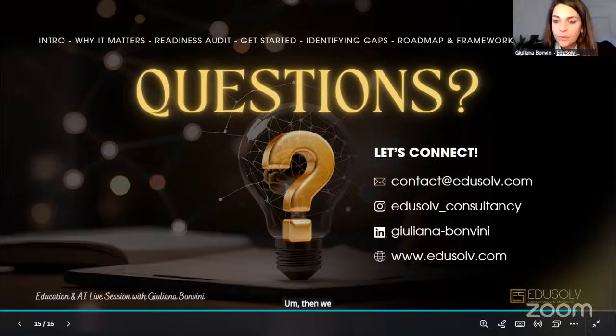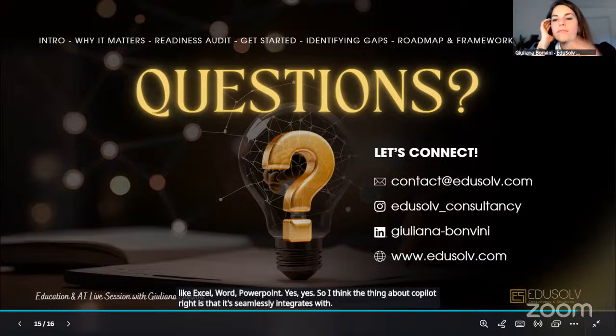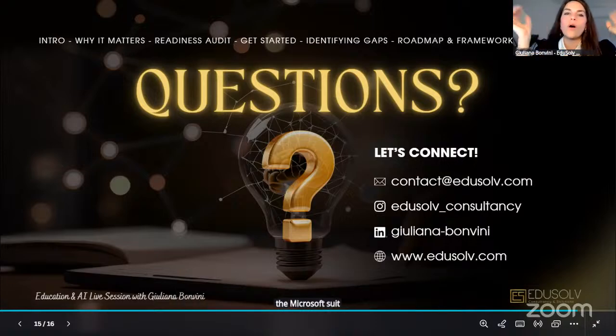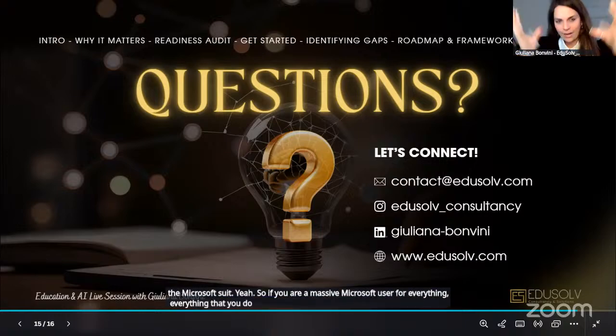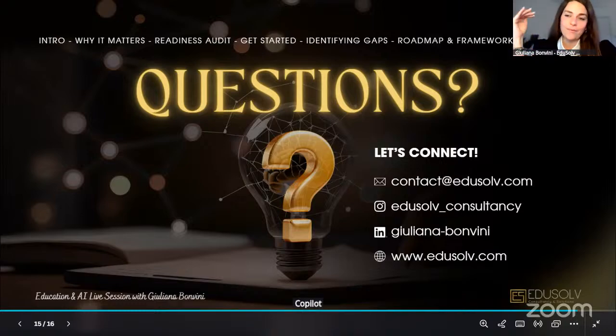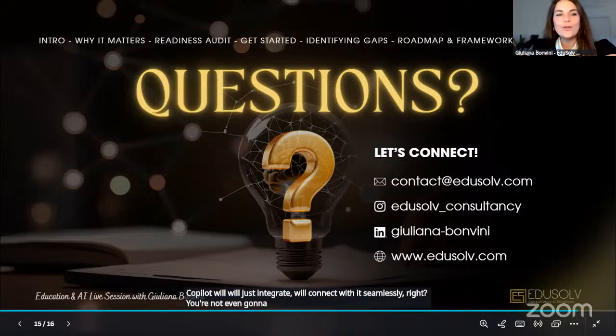Then we have Rini: Copilot is best for Microsoft Windows software like Excel, Word, PowerPoint. Yes, yes. So I think the thing about Copilot is that it seamlessly integrates with the Microsoft suite. So if you are a massive Microsoft user, for everything that you do using the Microsoft ecosystem, Copilot will just connect with it seamlessly. You're not even going to need to use connectors or anything. It just goes very smoothly.